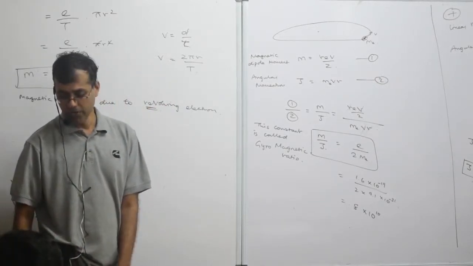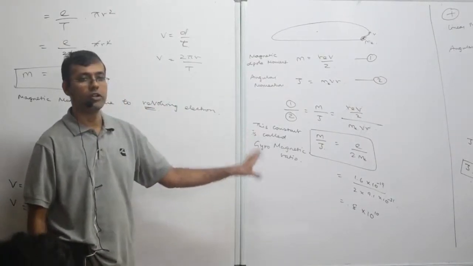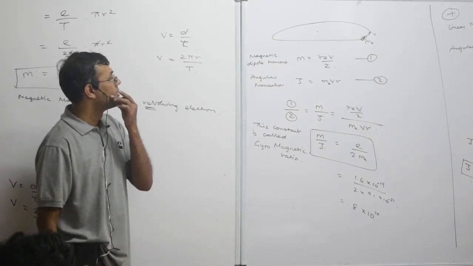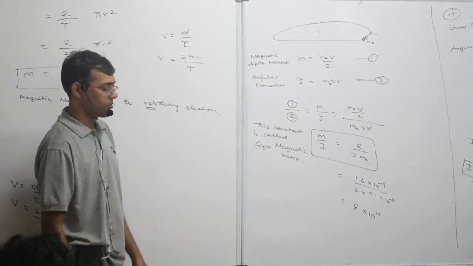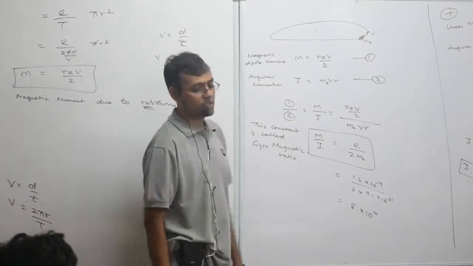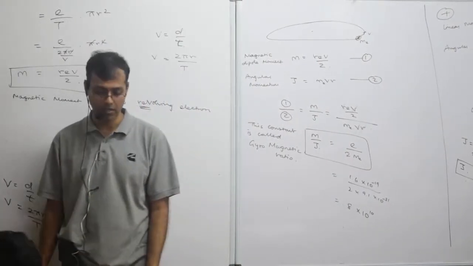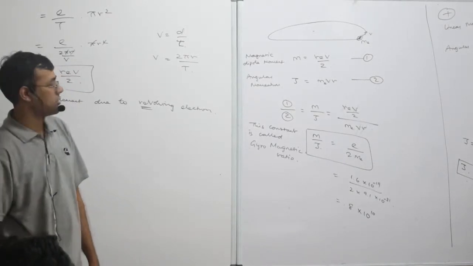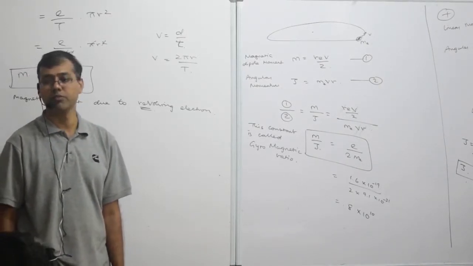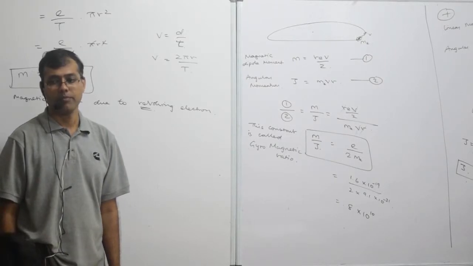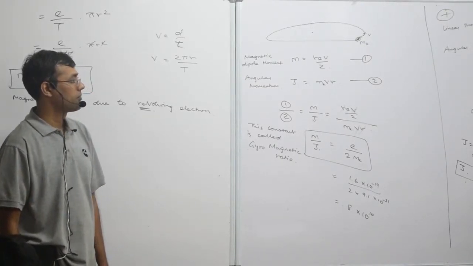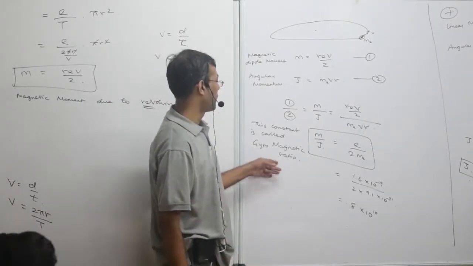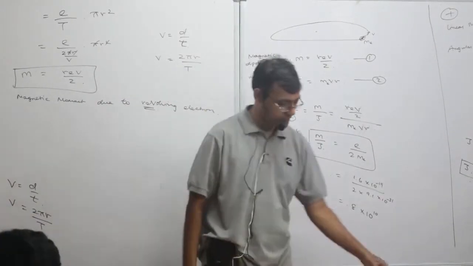But as I told you, you should not waste too much time calculating all these decimal points. Nobody cares. As long as you know the concept, you can always use your calculators in real life. Unfortunately, until you cross your 12th standard and enter college, calculators are not allowed. Okay, so this is what is called the gyromagnetic ratio.